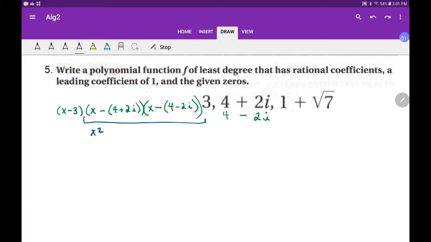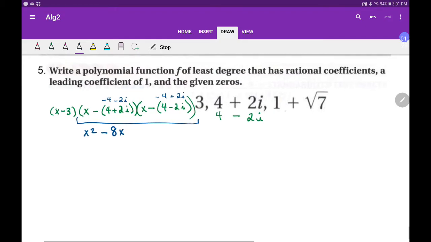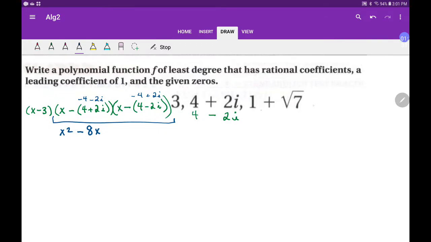Then, you know what's going to happen here. I'm going to get negative 4 and negative 2i, and I'm going to get negative 4 and positive 2i. So the 2i's are not going to come out of the middle term. They're conjugates, and they're going to disappear. However, the 4 is negative both times, and I'm going to multiply by x both times, so I'm going to get negative 8x.